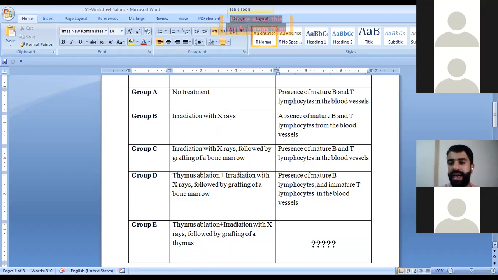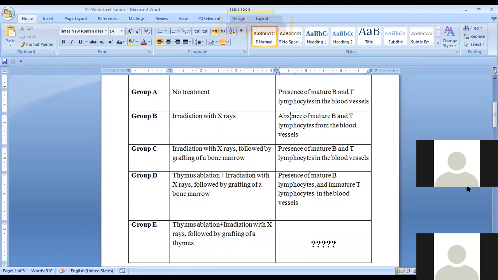Group D, let's have a new student. Let's have Leah. Leah, Group D. So Group D, what do we do? Thymus ablation. What is the meaning of this? Thymus ablation, so we removed the thymus. And then we did irradiation with X-rays. So there is no thymus, there is no bone marrow. Then we graft a bone marrow. So what will happen? Presence of mature B and immature T. How can you interpret this, Leah?